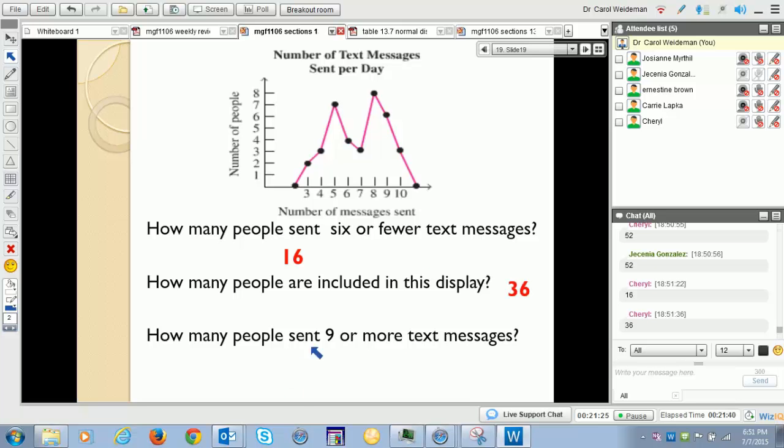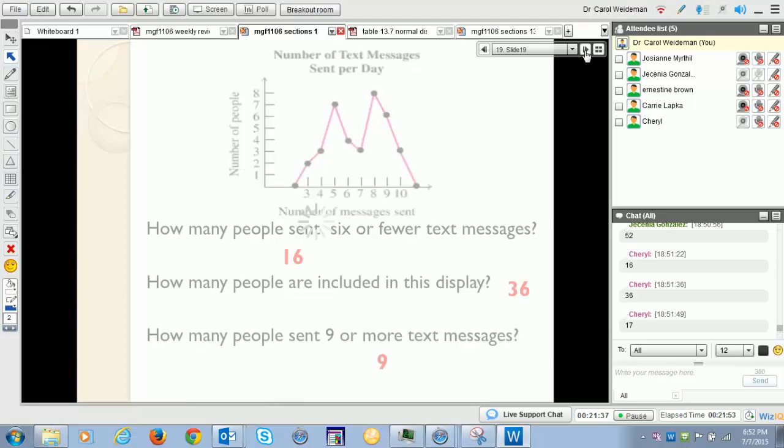How many people sent 9 or more text messages? 9 or more. What do we have there? 6 plus 3 is, looks like 9. Okay, so these are pretty straightforward to read off of.